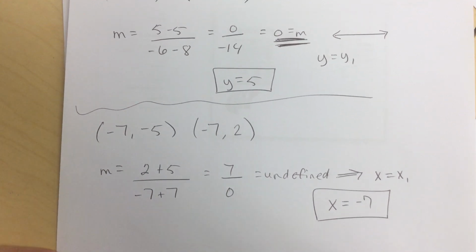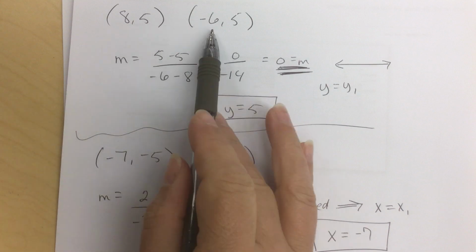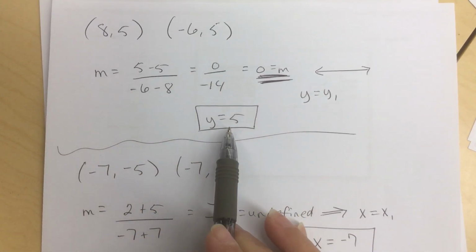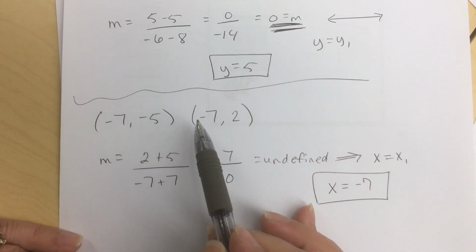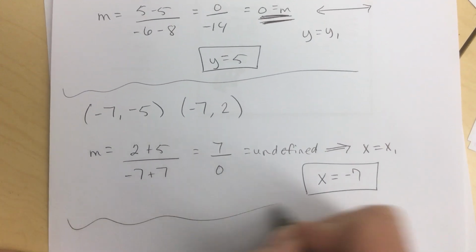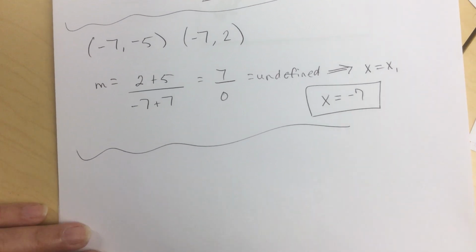A shortcut way of looking at this is if you have the same y values in 2 different points, your equation is going to be y equals that number. If you have the same x value in 2 different points, your equation is going to be x equals that value. Okay? So that's how you handle those 2 unusual situations. Okay, let's do one more.